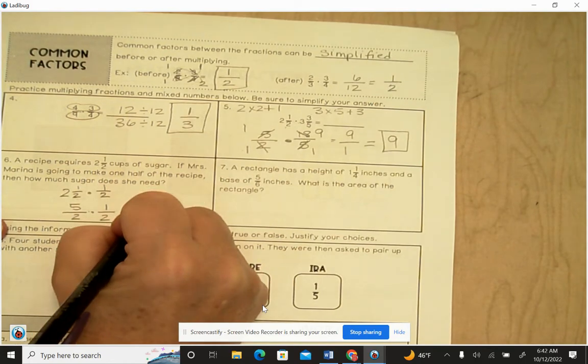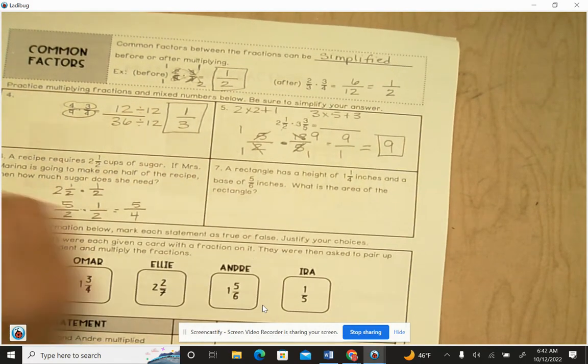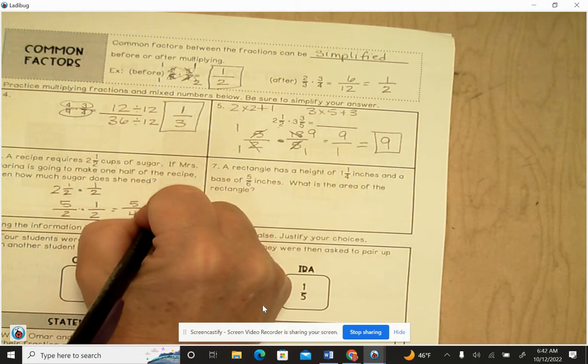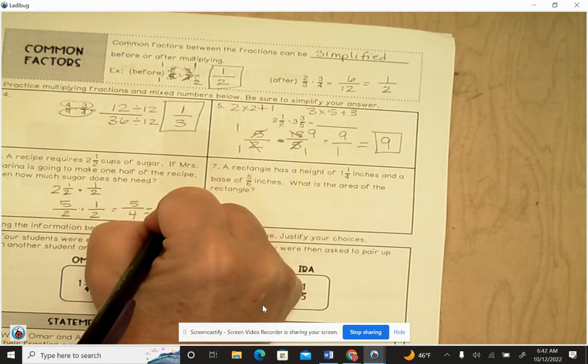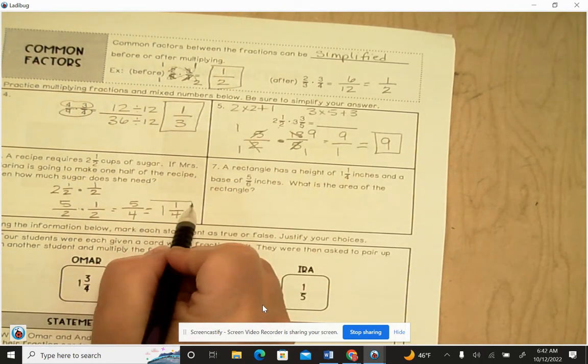2 times 2 is 4. How many 4s are in 5? And that is 1 with 1 left over. So the answer is 1 1/4.